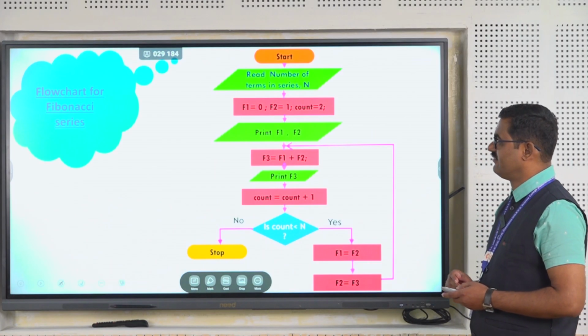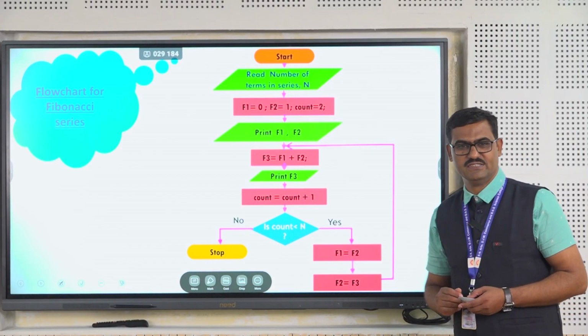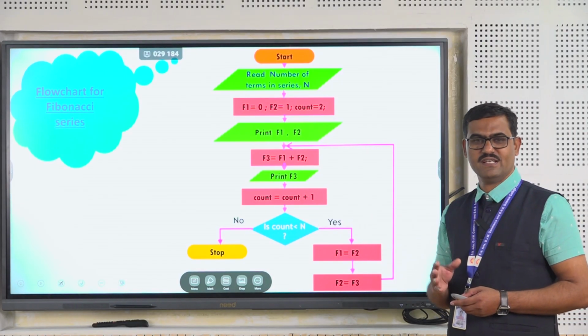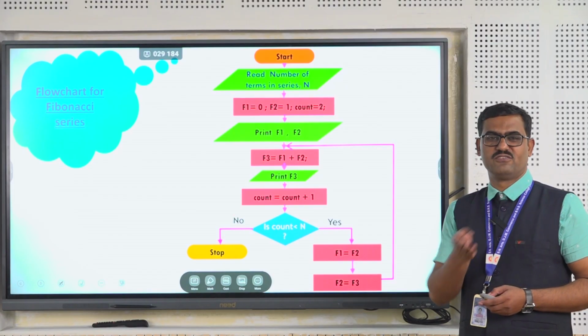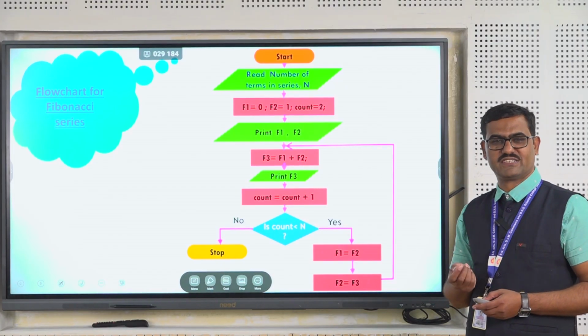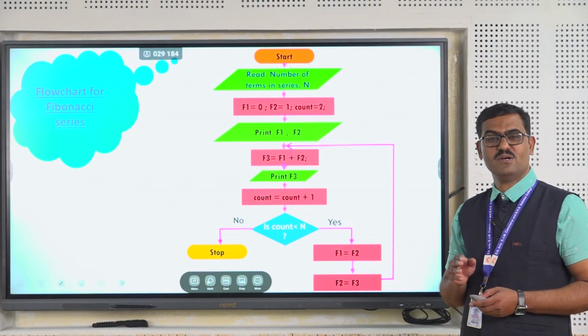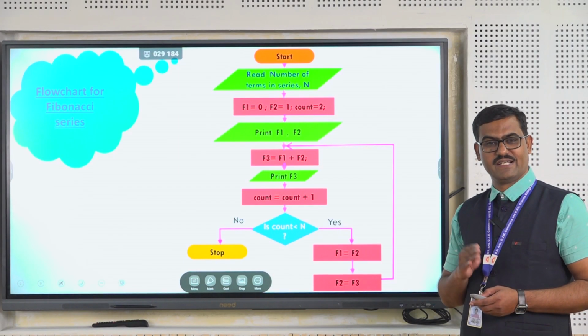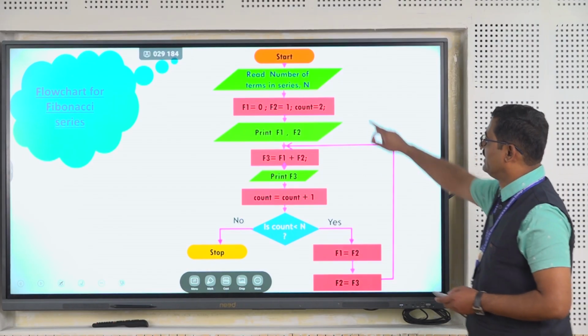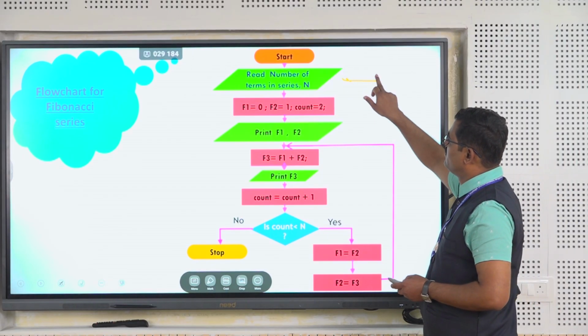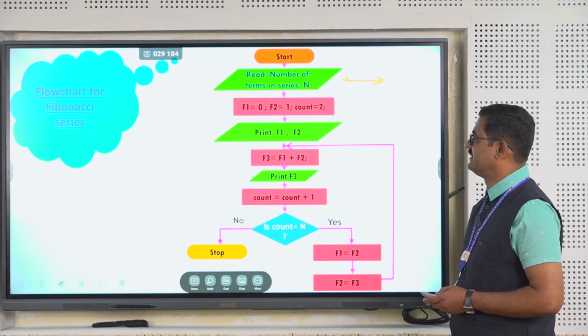Then this is a flowchart for the Fibonacci series. We know the Fibonacci series is a series which generates different numbers of terms. The next term is the addition of the two preceding terms. So the third term is the addition of the first and second terms, the fourth term is the addition of the second and third terms, and so on. So here, start, read the number of terms in the series, let's say n.